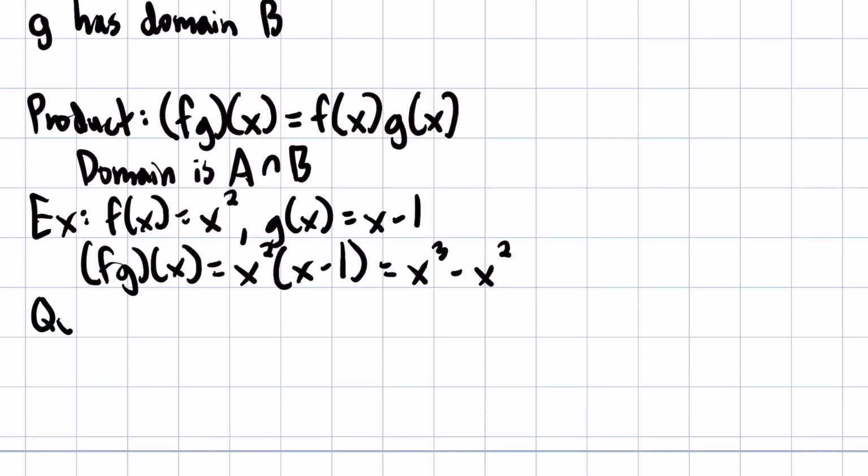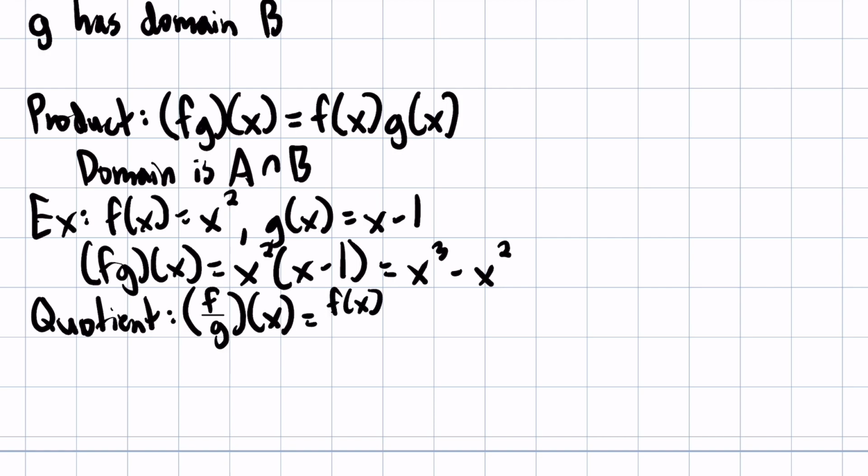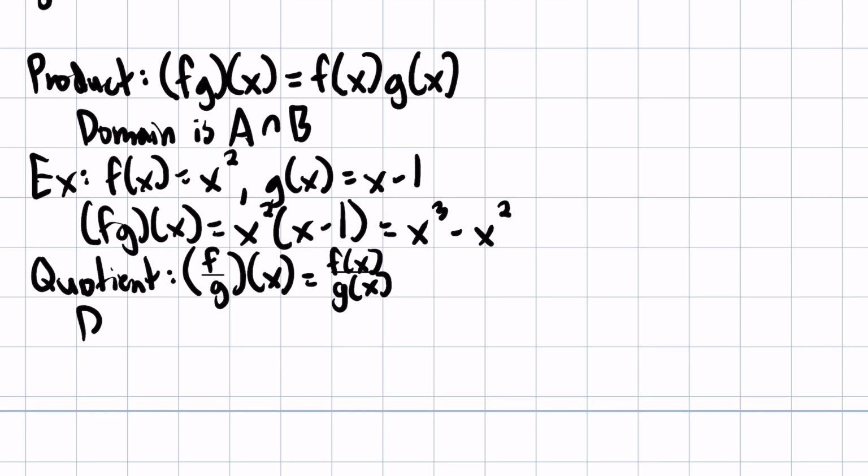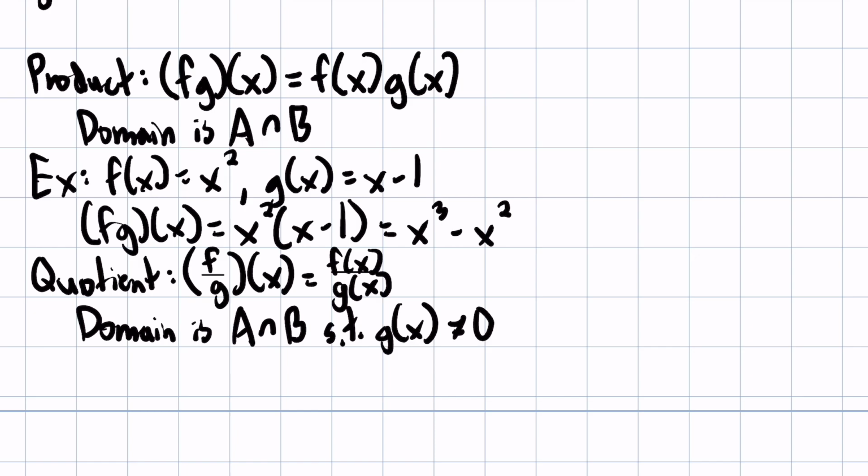Next, we'll do quotients. So that is going to be written like this, f over g of x. And just like before, it's pretty intuitive what you do here. You just divide f of x by g of x. And so the domain is going to be the intersection of A and B such that g of x is not equal to 0, right? Because if g of x is equal to 0, this is undefined, so that can't be in the domain.